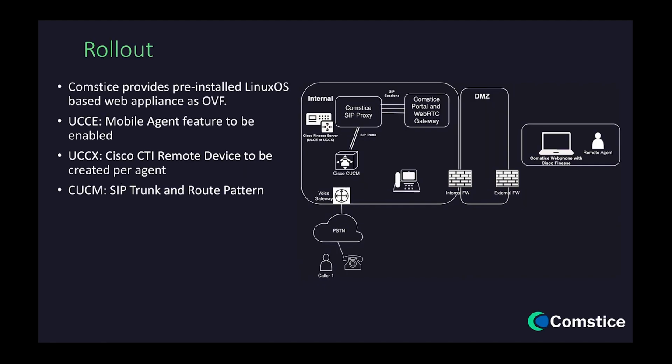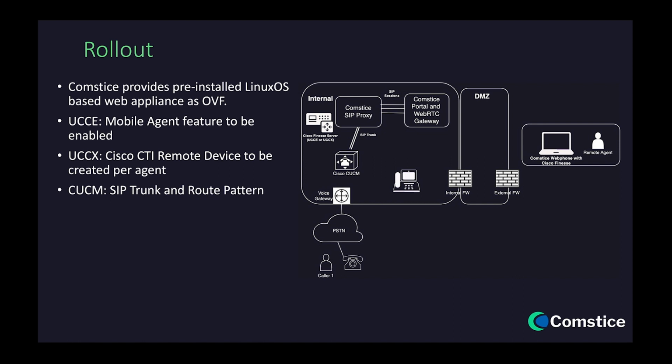So what are the steps to deploy this project? Comstice will provide pre-built, pre-installed Linux servers. All of our services are running in Docker containers. So if you have your own Linux build, like Red Hat or another Linux distribution, we can use Docker containers and bring all of our services up on your network.